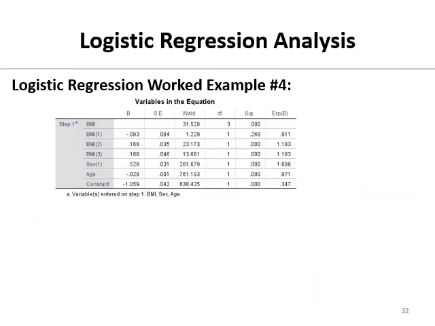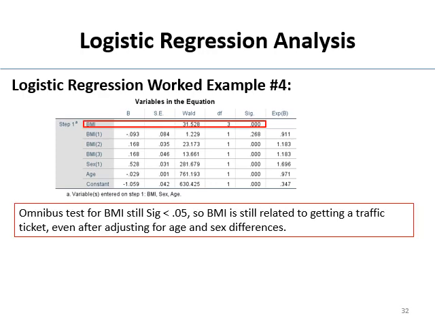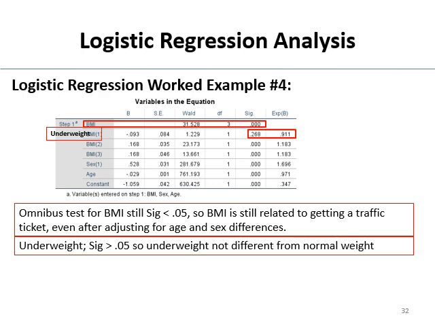So there's our variables in the equation table. We've got the BMI overall test again on that first line, the one without an EXPB, and SIG is less than 0.05. So even after we adjusted for age and sex differences, BMI is still associated with your odds of getting a ticket during your first year of licensure. So let's go down through the dummies for BMI and interpret them. For underweight, the SIG is greater than 0.05, so the odds of underweight people getting tickets were no different than those for normal weight people.